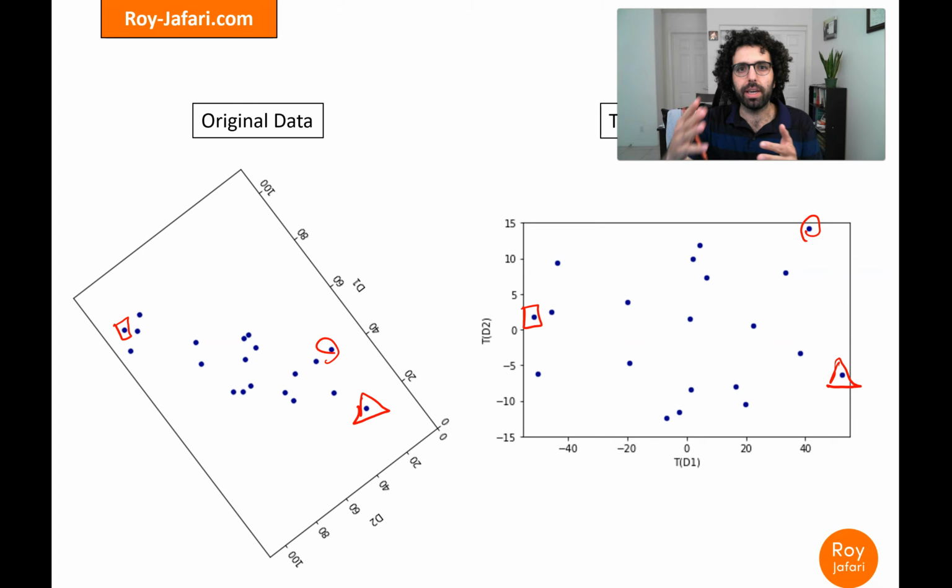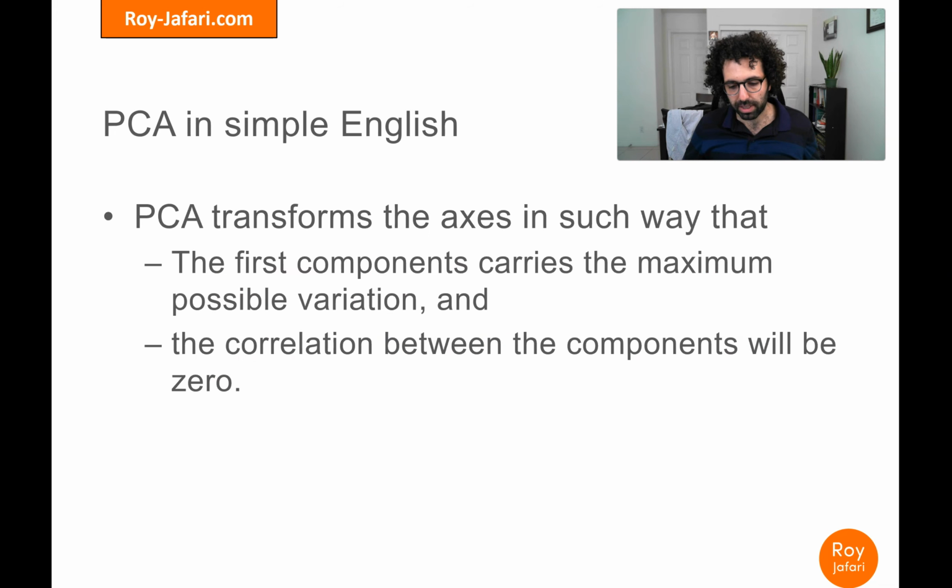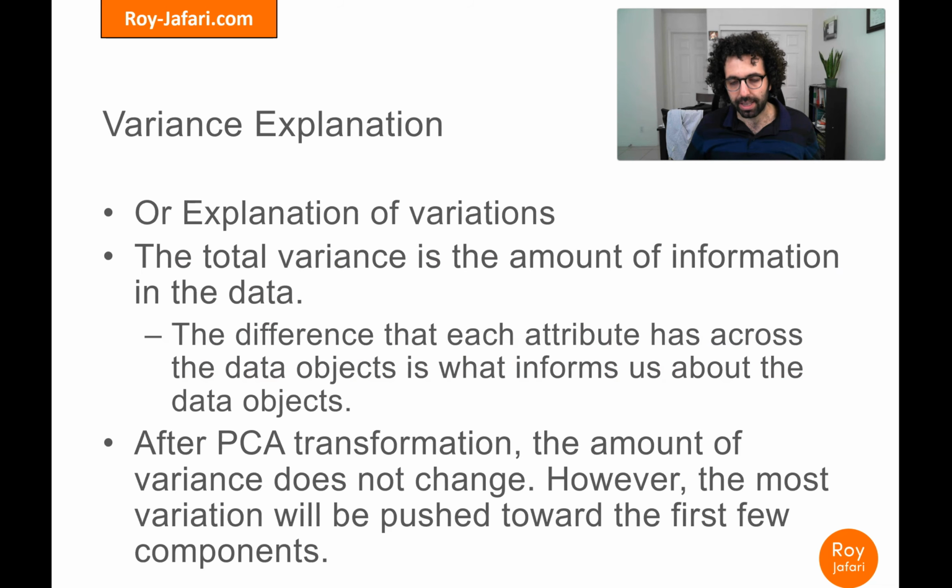It rotates the axes, and it does it in such a way that, in plain English, the new components have most of the variation, and at the same time the correlation between these new attributes, or these new dimensions, is 0. But there are a few other things that I would like to explain about PCs before we get to the real example.